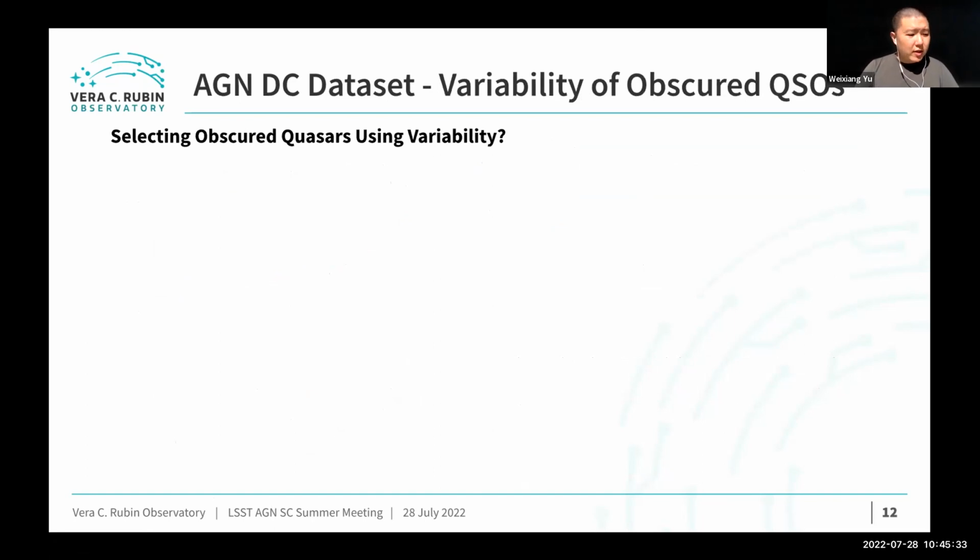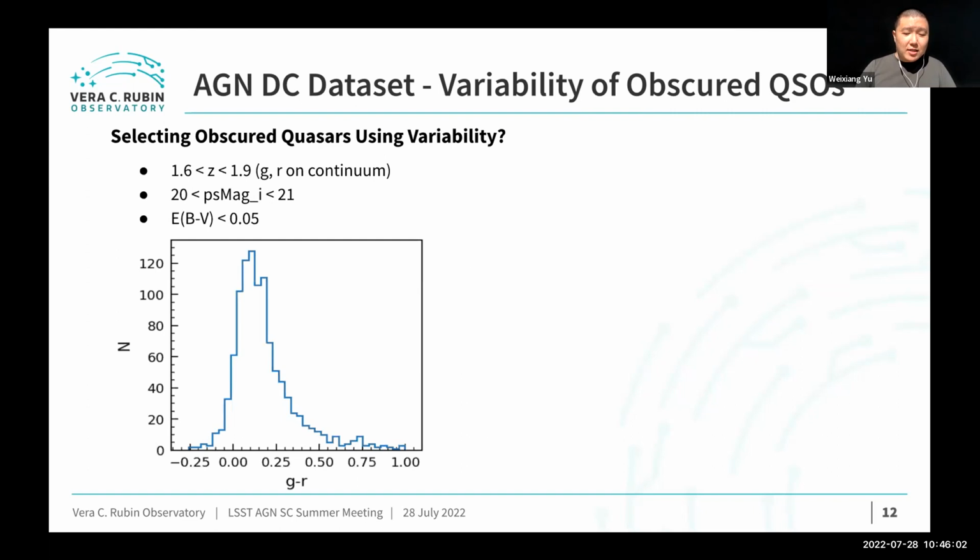Another example I'm showing is a very basic experiment that I did to simply satisfy my curiosity. We all know that obscured quasars are important to study for the evolution of quasars, etc. I have always wondered if there is any additional information from variability that I can utilize to improve the selection of obscured quasars. So I made some simple tests using the data challenge data sets.